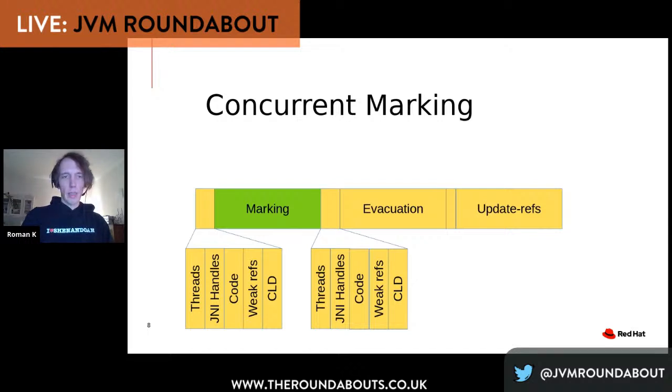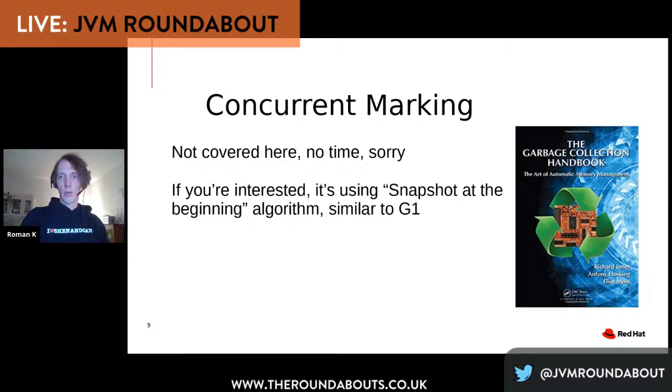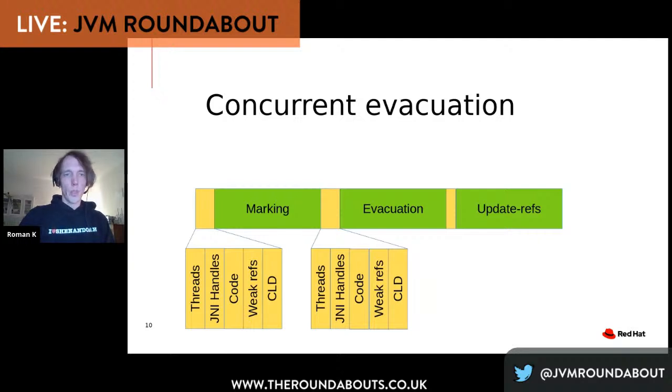Let's start with the concurrent marking. Actually, I don't go into this detail here because this is already done in G1 GC. We do it very similar to what G1 does. If you're interested in that, I suggest you read this book, the Garbage Collection Handbook. If you have any interest in GC or memory management, this is the book to go to. It is the go-to resource for any information if you want to learn about garbage collection. We use the snapshot-at-the-beginning algorithm. This is similar to G1 for concurrent marking. So this is concurrent now.